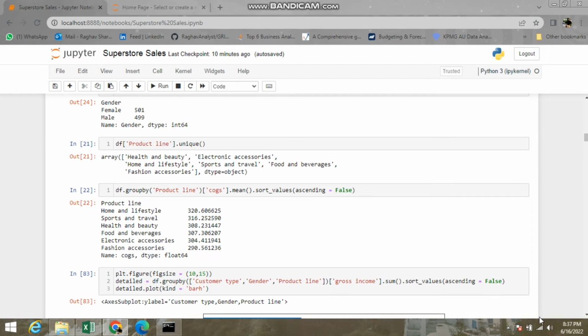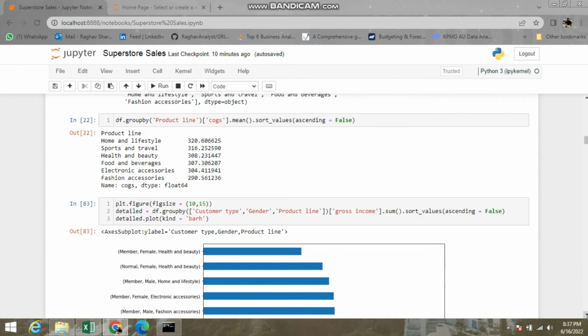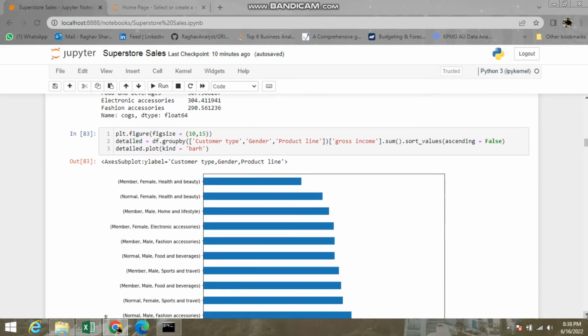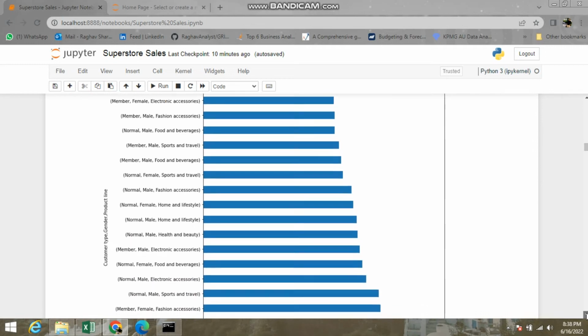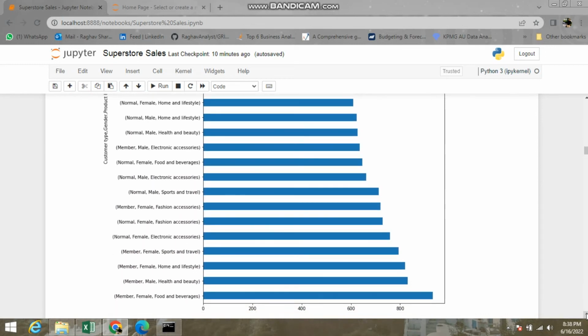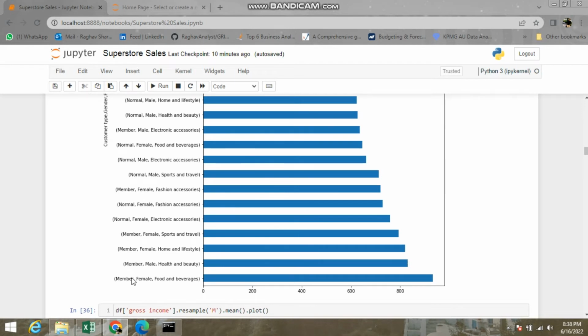Next, I again used the group by command because I have members and non-members with me. I need to know whether the people who are my members give me much more income than the other people. I showed this through a bar graph in an ascending way, and I found that definitely the members are generating profit, and that too in the F&B sector, and are also female.